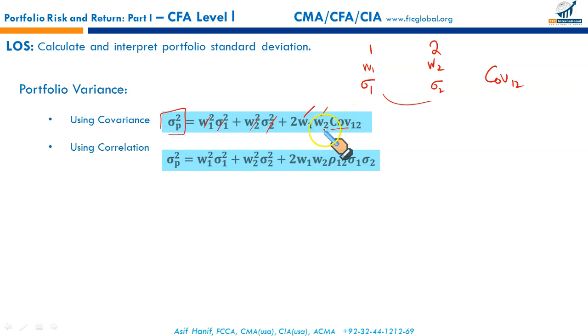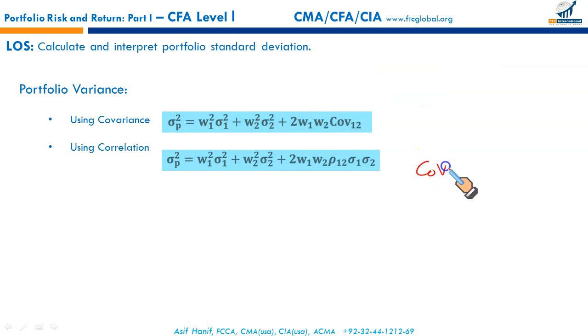So here we are using the covariance. We just learned previously that covariance is equal to the coefficient of correlation times standard deviation for asset 1 times standard deviation for asset 2. So if we just replace covariance with this combination, here we go. So we have an alternative way to calculate the portfolio variance using the correlation. This is the variance of the portfolio using covariance, and the variance of the portfolio using correlation.